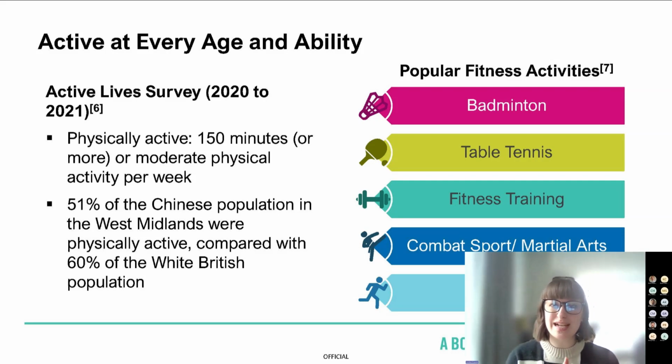So any sport where more than 0.8% of the total sport population were Chinese was listed as a popular fitness activity. And this is the same for other ethnic groups. So what was listed as populations where the total share was higher among the Chinese population were things like badminton, table tennis, general fitness training, so things like weightlifting in the gym, combat sports, and again, running.